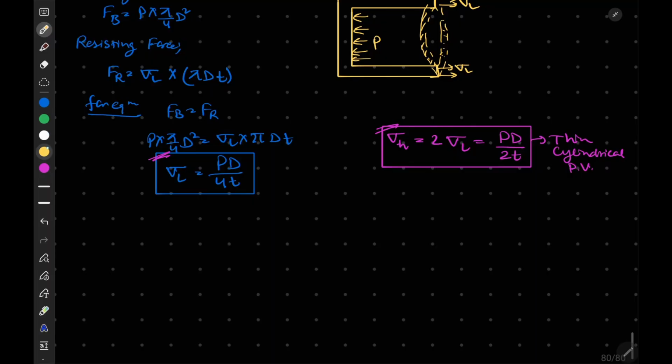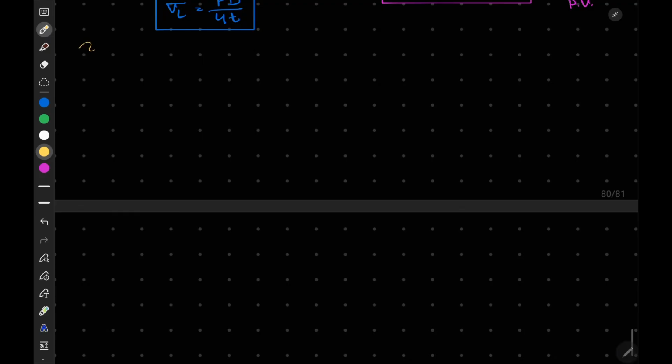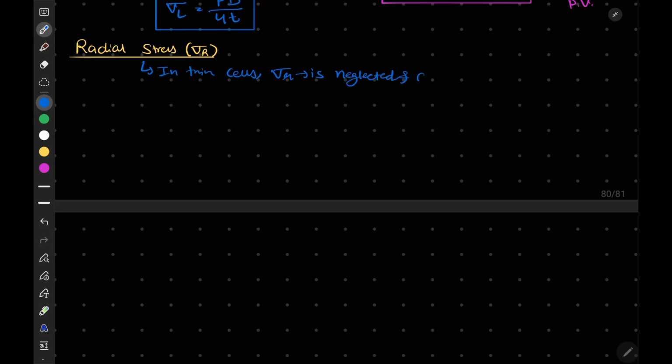Now the third type of stress which I was mentioning earlier is your radial stress. Okay, now let's talk about the radial stress. It is generally denoted by your sigma R. Now in case of your thin shells, your sigma R is neglected and assumed to be zero.